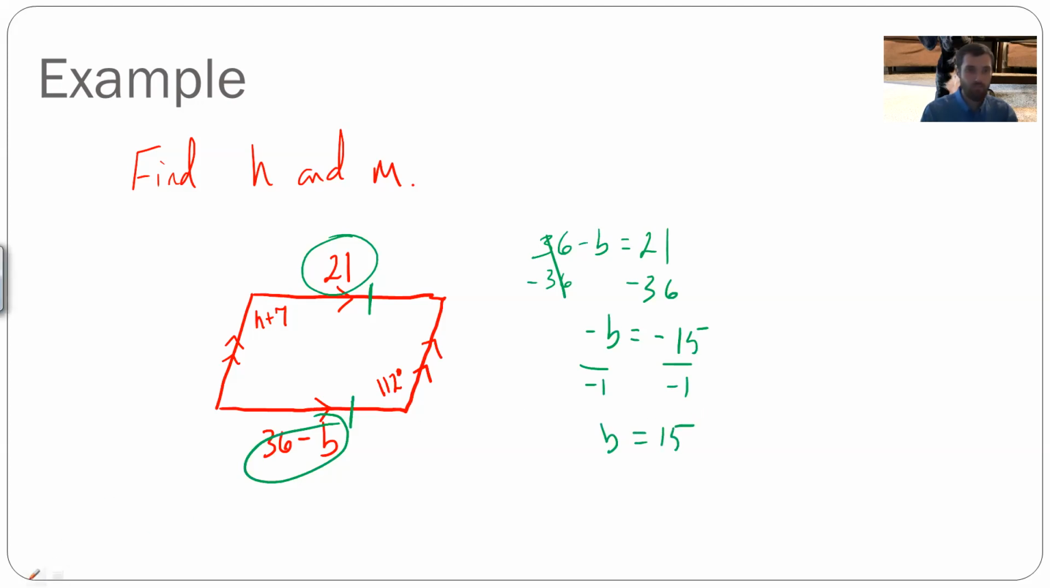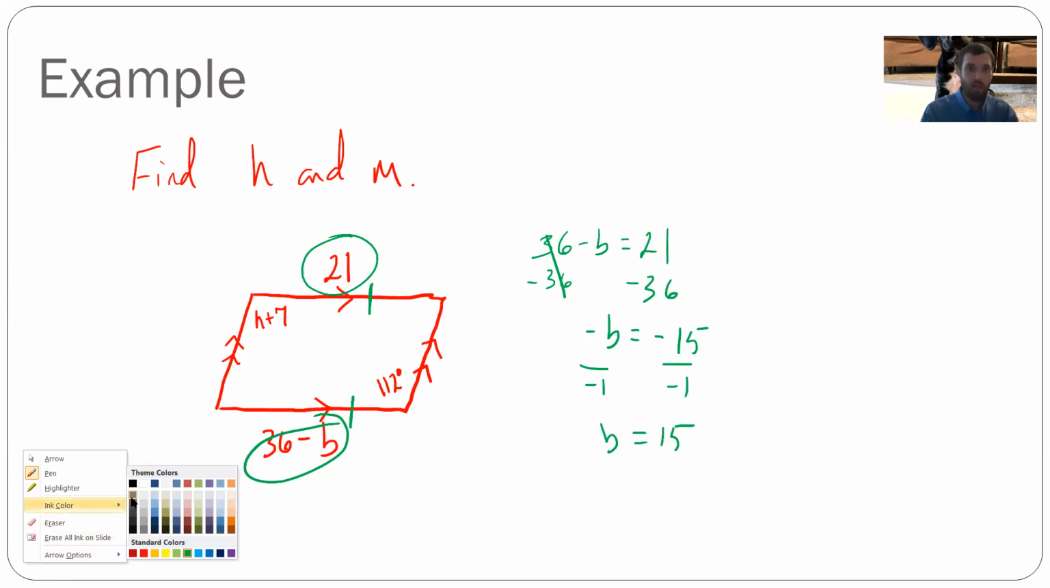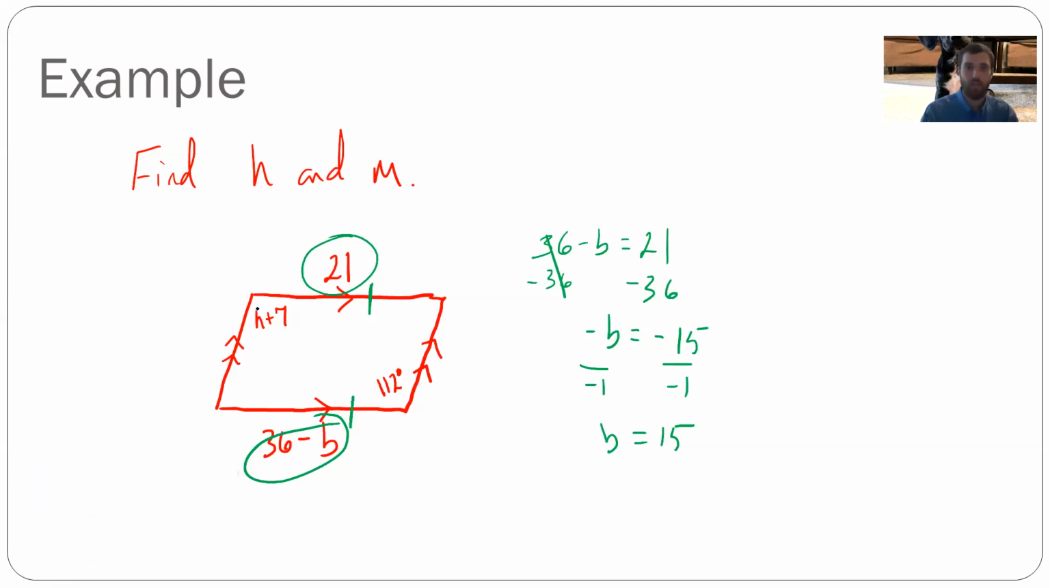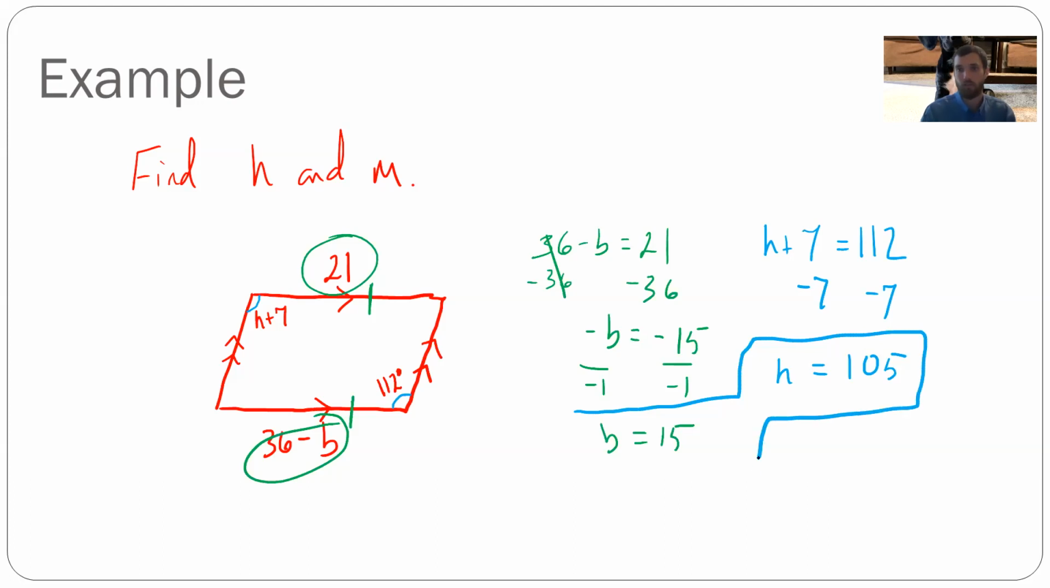All right. Now when I need to find h is here. This is an angle. That angle is the same as that because opposite angles are the same. H plus 7 is equal to 112. If they're congruent, you just set them equal to each other. Subtract the 7. H is equal to 105. All right? And that is all you have to do to solve for H and B in this problem.